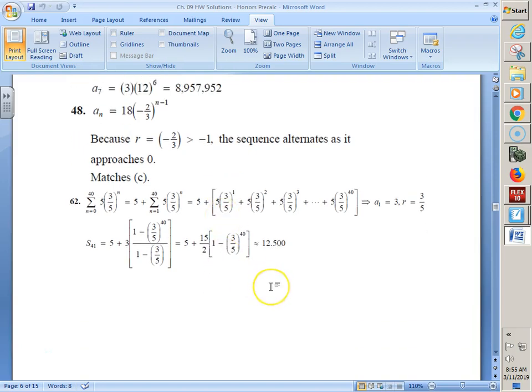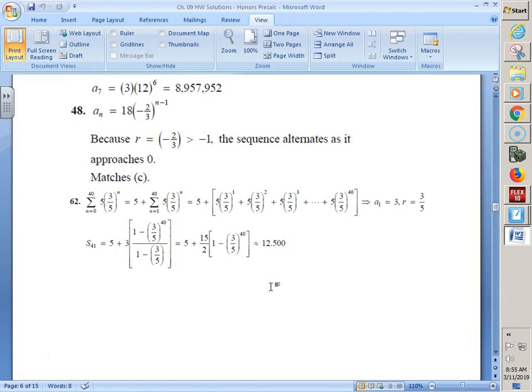Number 62 was a little bit intense. Now, the actual formula itself up here, if you were just plugging it in your calculator, you would have gotten fairly quickly to 12.5. However, they wanted you to see that it was a geometric series. It was a geometric series with a 5 every time, and with a 3/5 to the n.